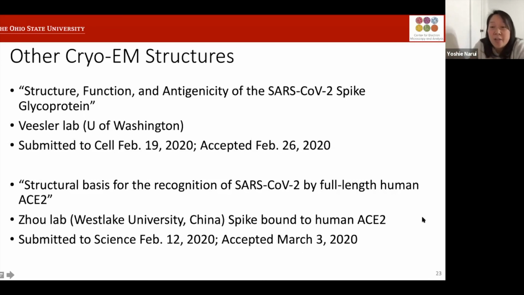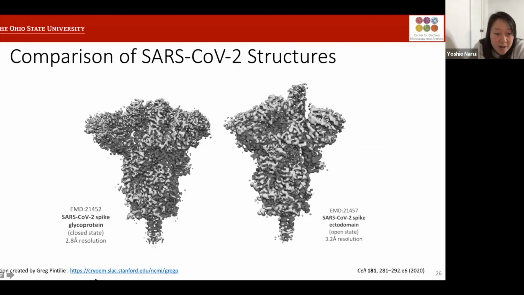Okay, so there's a really cool video here that was put together by someone at the Cryo-EM facility. So I'm just gonna play this. These are structures from the Veesler paper. They released their coordinates to a public database, so they were actually able to put this animation together. So on the left is the closed. I mentioned there's two conformations, a closed state and an open state. So left is closed, right is open.